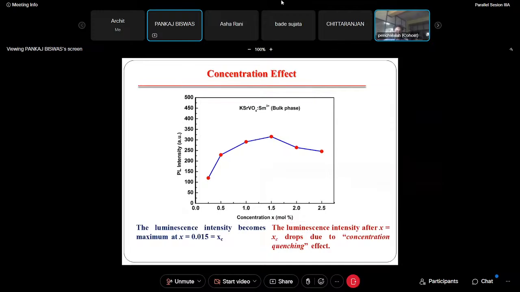The concentration quenching effect was also studied, where with the change in concentration in the phosphor, the PL intensity was recorded, and we saw the phosphor was optimized at 1.5 mole % concentration in this kind of phase.